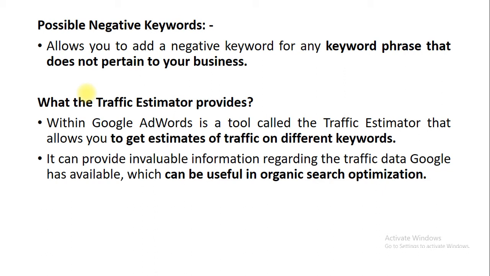It provides invaluable information regarding the traffic data Google has available, which can be useful in organic search optimization. When you know that a particular keyword has much more traffic compared with other keywords, you can use certain kinds of keywords in the website, so that in future when your website ranks in organic search, naturally you will get the benefit of ranking, because you have used the most popular search term as a keyword in the website.